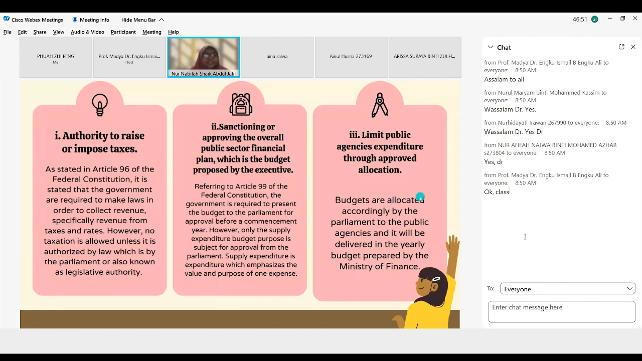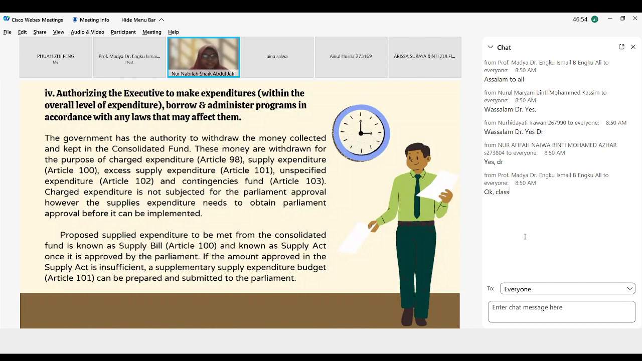Number 4, authorizing the executive to make expenditure, borrow, and administer programs in accordance with any laws that may affect them. The government has the authority to withdraw the money collected and kept in the consolidated fund. This money is withdrawn for the purpose of charged expenditure, supply expenditure, excess supply expenditure, unspecified expenditure, and also the contingencies fund. As for charged expenditure, it is not subject to approval from the Parliament. And for supply expenditure, it needs the Parliament's approval before it can be implemented, as I mentioned before in point number 2.